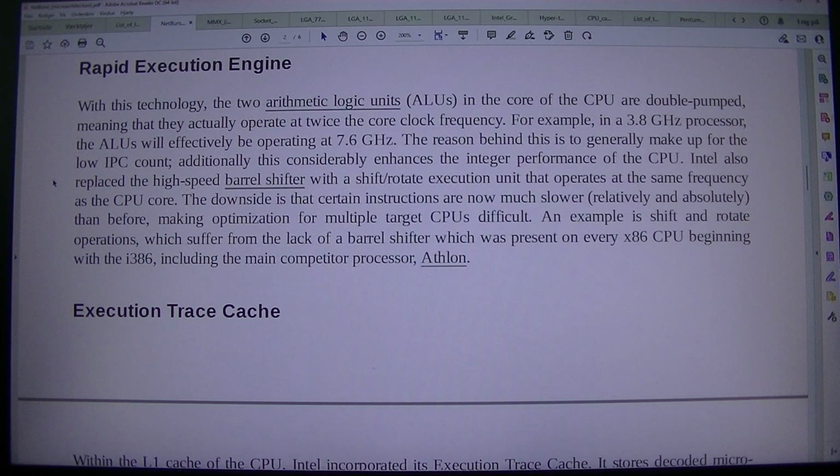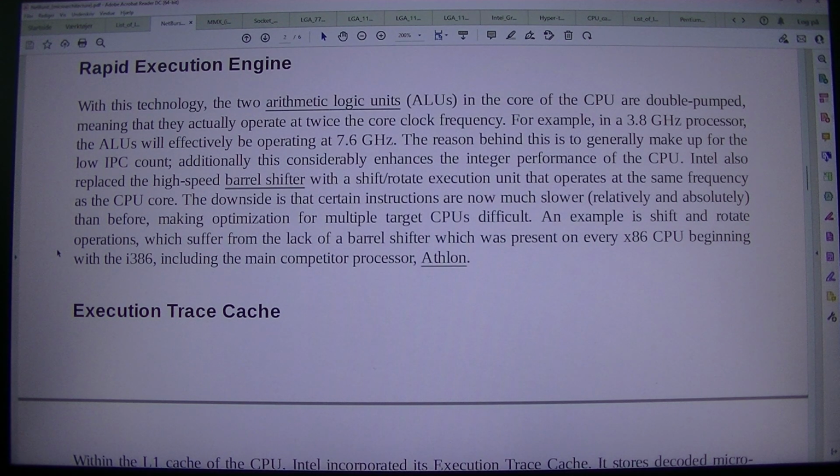Intel also replaced the high-speed barrel shifter with a shift/rotate execution unit that operates at the same frequency as the CPU core. The downside is that certain instructions are now much slower, relatively and absolutely, than before, making optimization for multiple target CPUs difficult. An example is shift and rotate operations, which suffer from the lack of a barrel shifter, which was present on every x86 CPU beginning with the i386, including the main competitor processor, Athlon.